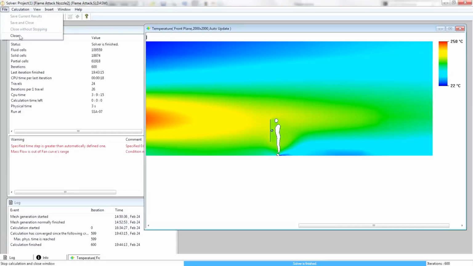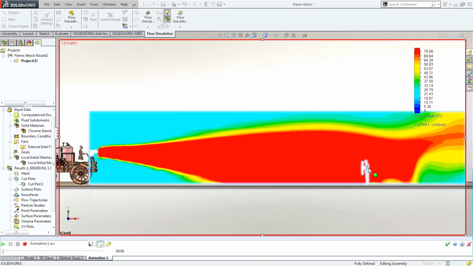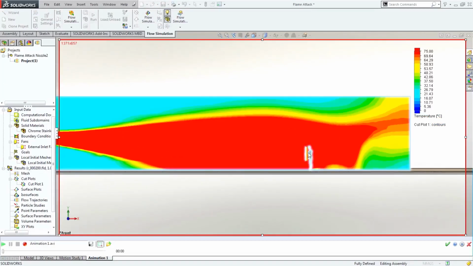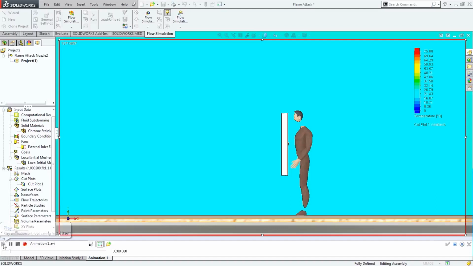Johnny has set the temperature scale so that anything over 75 degrees Celsius is shown in red. If the foot soldier experiences temperatures of this level for any length of time, he is in severe trouble. He animates the results to see what happens and what he might do to solve any problems.